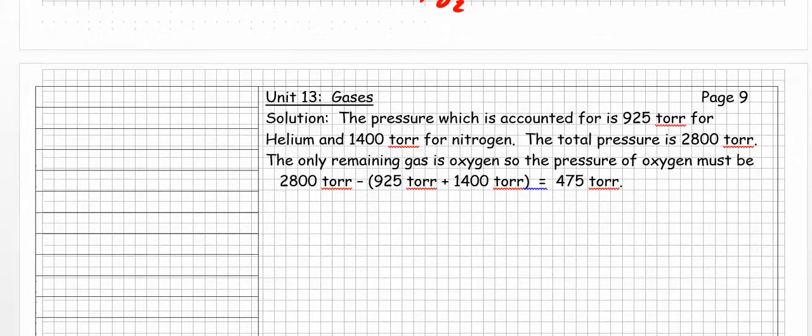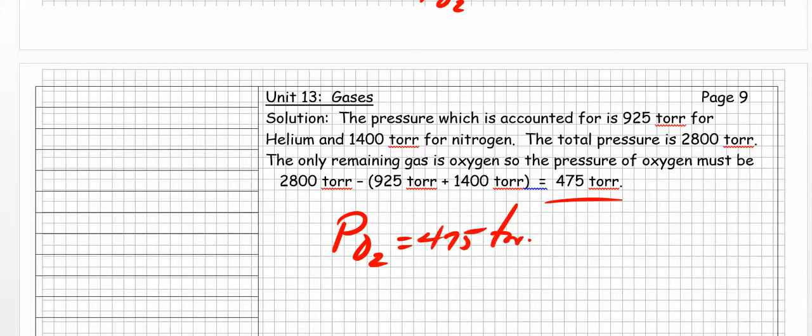All right, so here we go. So the solution would be this. The pressure which is accounted for is 925 torr for the helium and 1400 torr for the nitrogen. So we know those. We also know that the total pressure is 2800 torr. So the only remaining gas is oxygen. So the pressure of the oxygen must be 2800 torr minus the sum of the 925 plus the 1400 that we have accounted for already, and we're left with 475 torr. So we can say then that the partial pressure exerted by the oxygen is equal to 475 torr. Okay, and we could change that to atmospheres if we wanted to, but no need to do that. The problem doesn't ask for that specifically, so we'll just leave it alone. All right, good. Let's move on.